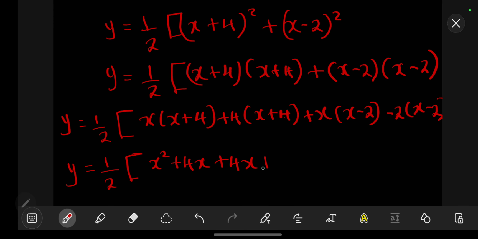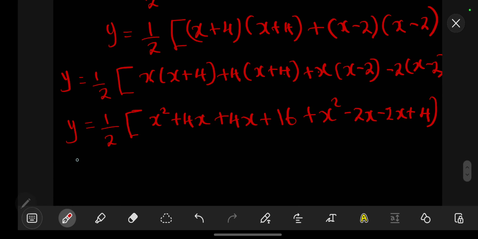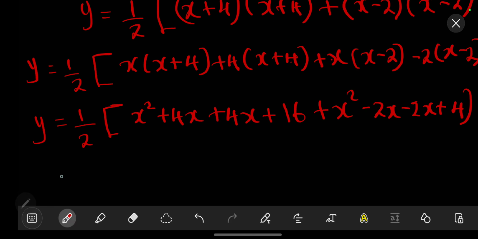4 times 4, it will be 16. Then x times x, it will be plus x squared. x times negative 2, it will be negative 2x. Negative 2 times x, it will be negative 2x. Then negative 2 times 4 will give us a positive 4, like that. So when we simplify this, our y should be equal to half.